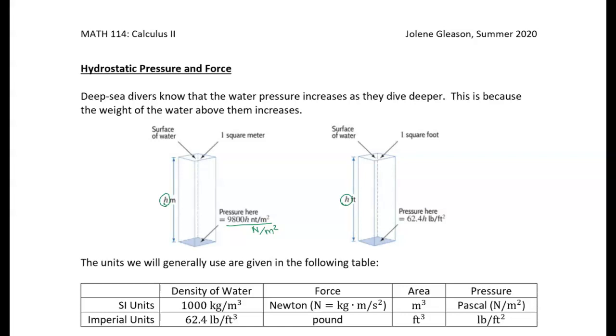Now that's in the metric units, right? That's in your SI units. If we're working in the imperial units, then the pressure is in pounds per square foot. So we can take 1 square foot times the depth, which gives us the volume of water above you, and then multiply by the density of water, which is 62.4 pounds per cubic foot. So the pressure is 62.4 times h pounds per square foot at a given depth h.